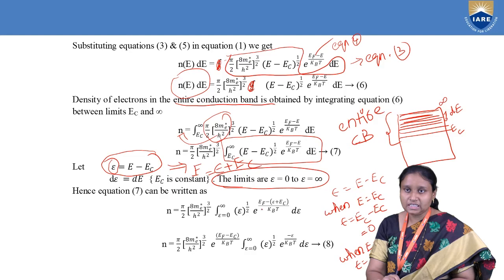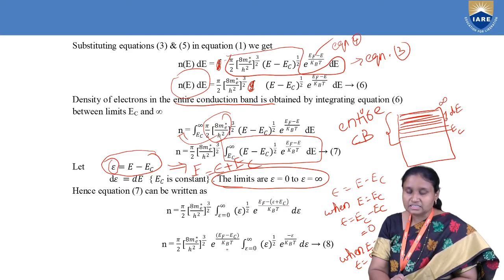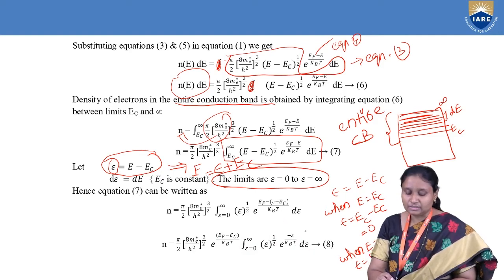And here if you see, EF and EC both are constants. So I'm taking this EF and EC outside the integral. Then I'll have EF minus EC by kBT coming outside the integral. So what is left now? Now integration 0 to infinity, epsilon whole to the power of half, exponential minus epsilon by kBT d epsilon.